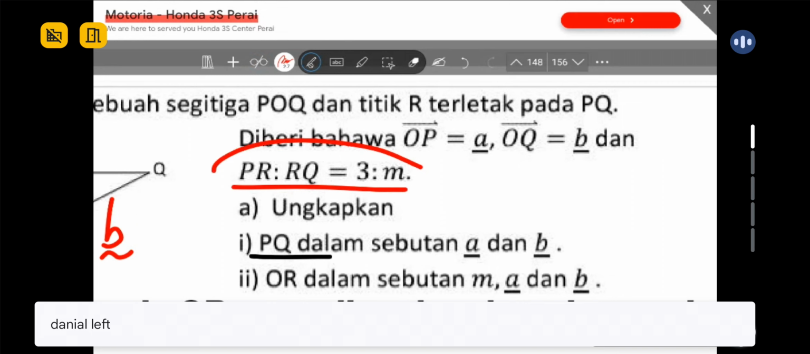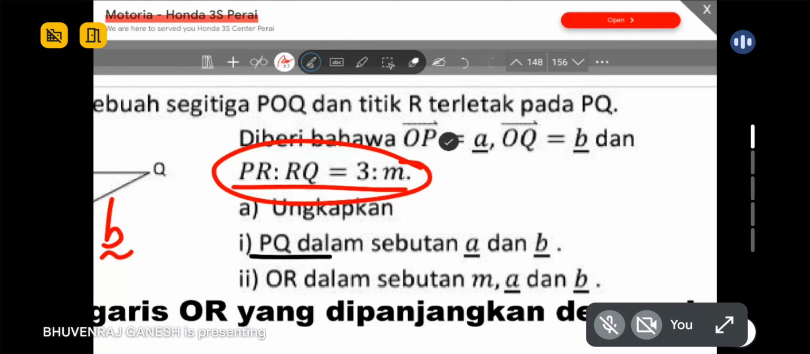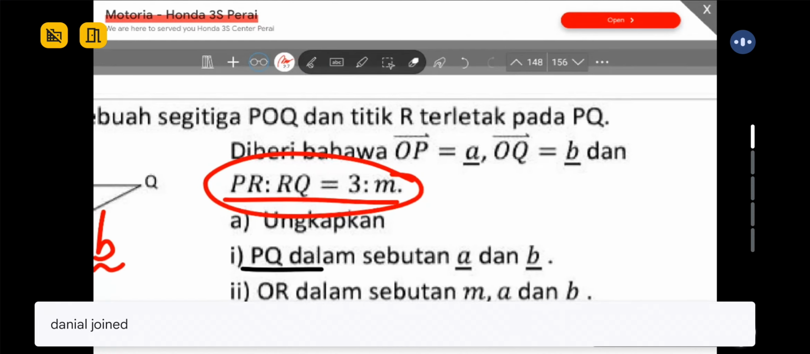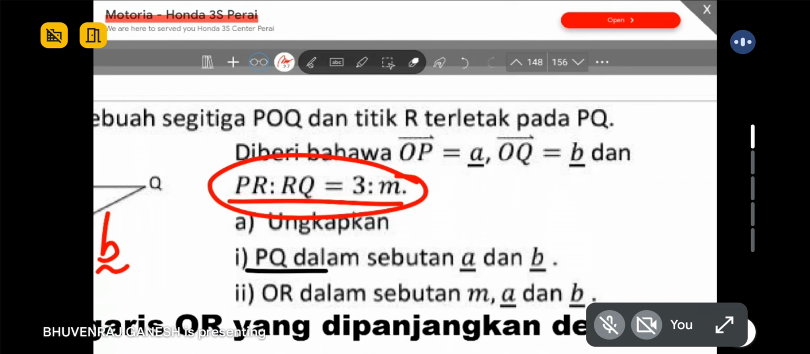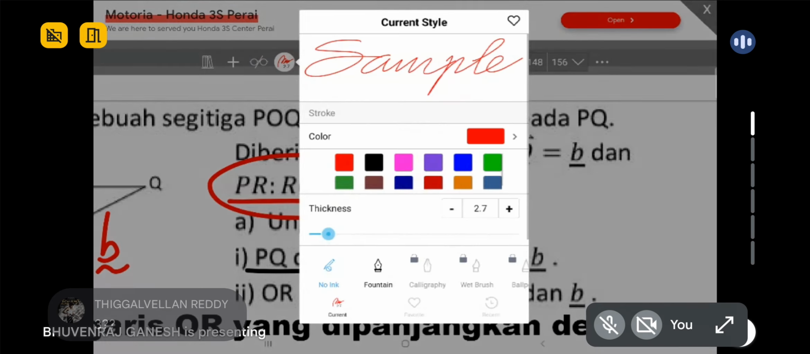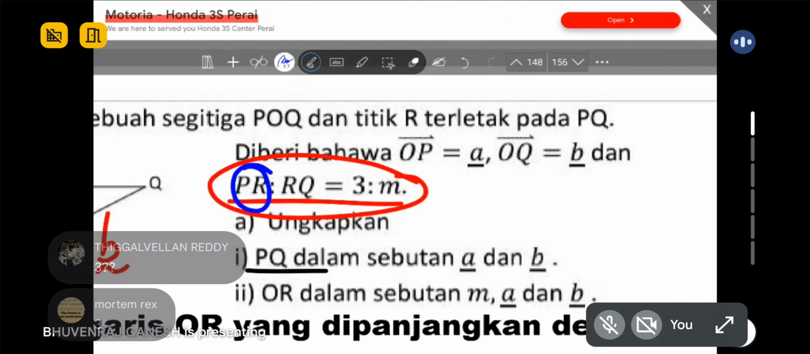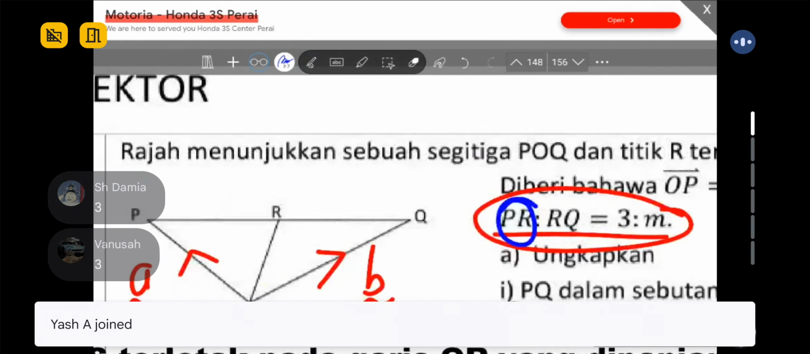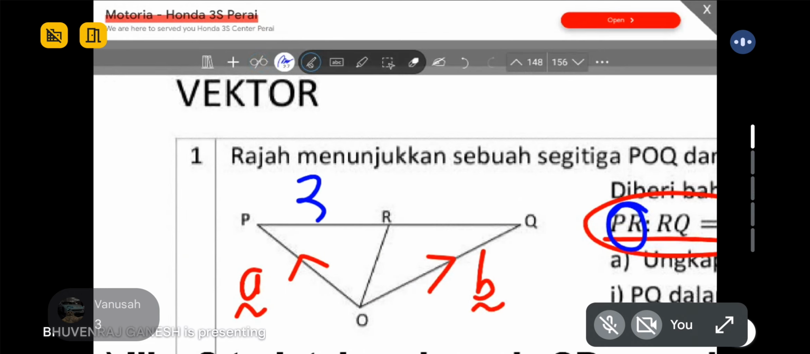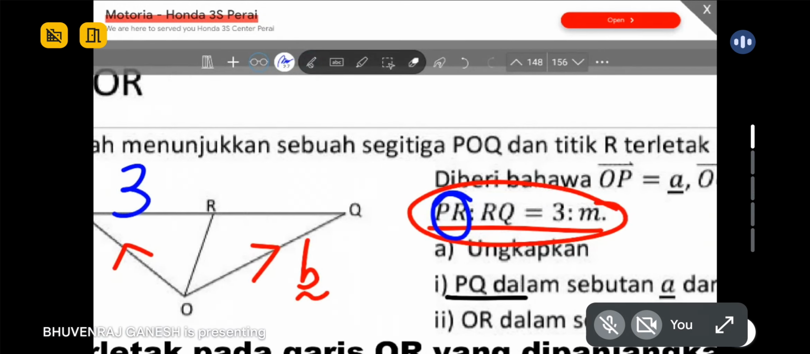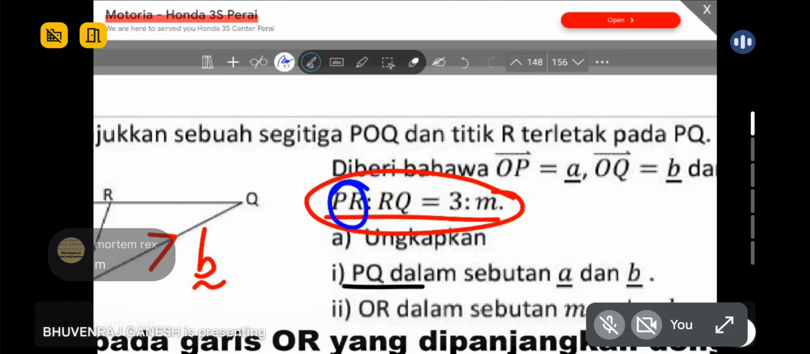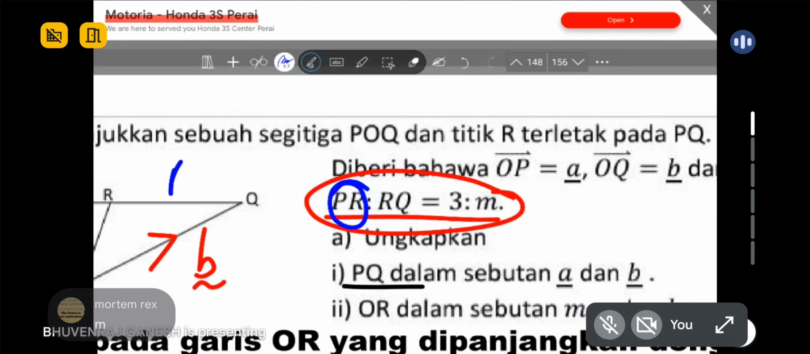This one is actually a ratio, guys. Nisbah. So may I know PR takes how many parts over here? PR ni ambil berapa bahagian berdasarkan nisbah ni. PR to RQ is 3 to M. So how many parts does PR take? Yes, it takes 3 parts. Very good. PR ambil 3 bahagian. And then RQ, how many parts? Berapa bahagian for RQ? Yes, it takes M parts.